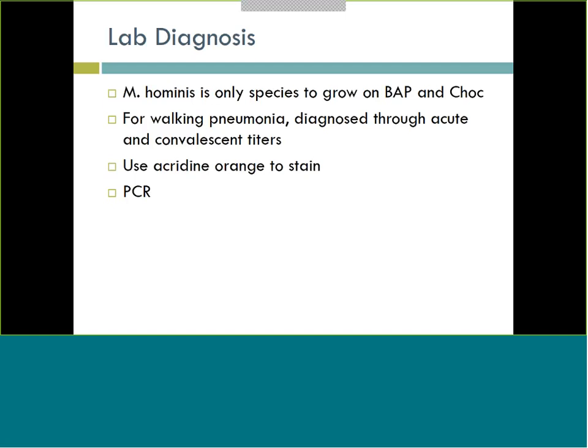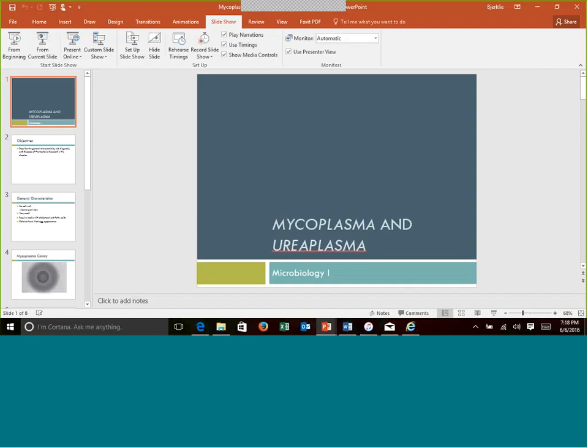And then way back when, we learned acridine orange. That is a stain that will work on Mycoplasma and Ureaplasma, because acridine orange targets nucleic acids. So it won't target the cell wall, it targets the nucleic acids in the bacteria, so that will stain the Mycoplasma and Ureaplasma. All right, that's it. That's always a very short chapter.